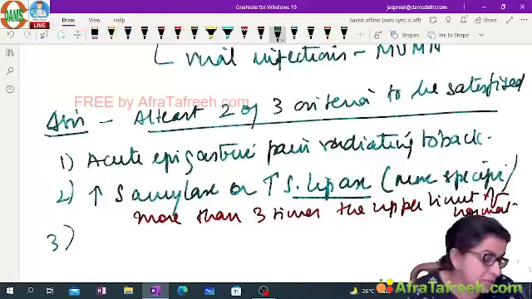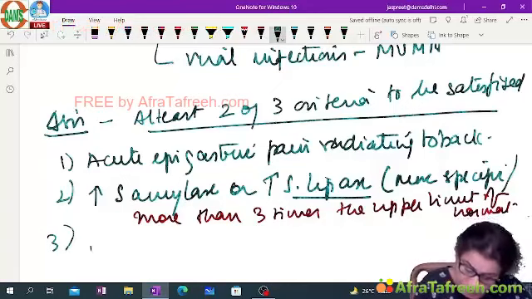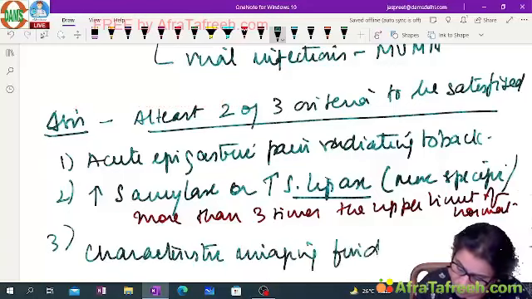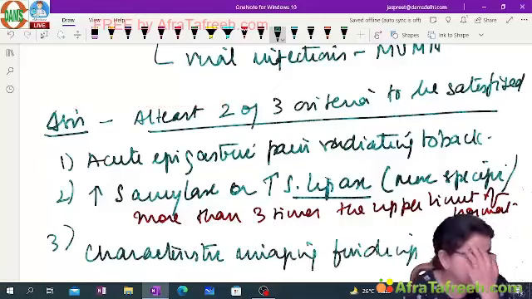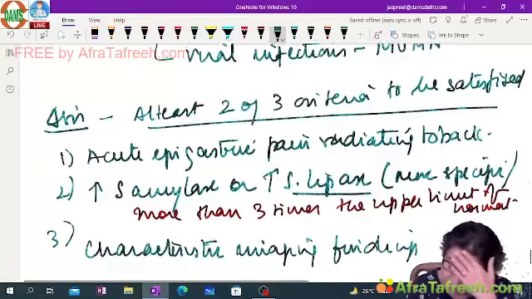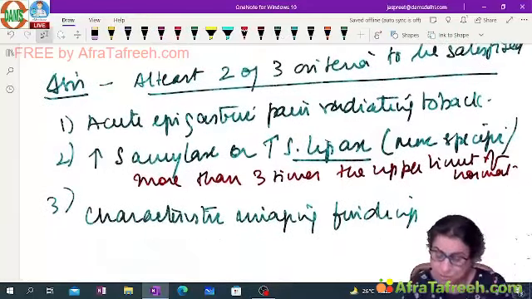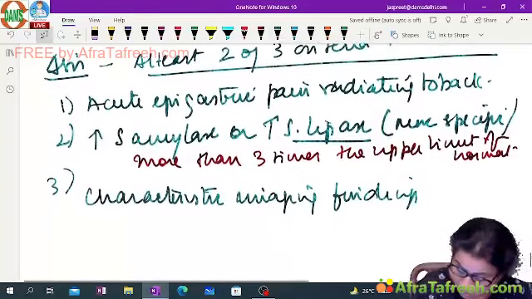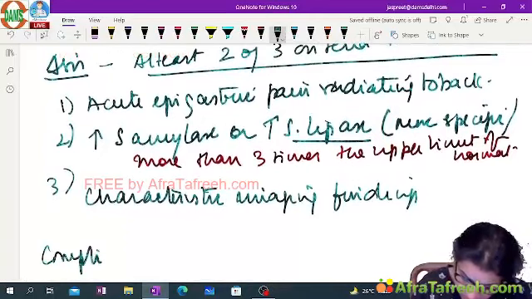And last, third is characteristic imaging findings. So if two of these three are satisfied, characteristic imaging findings, serum amylase or lipase levels more than 3 times the normal, and acute epigastric pain radiating to the back, then you can make a diagnosis of acute pancreatitis.